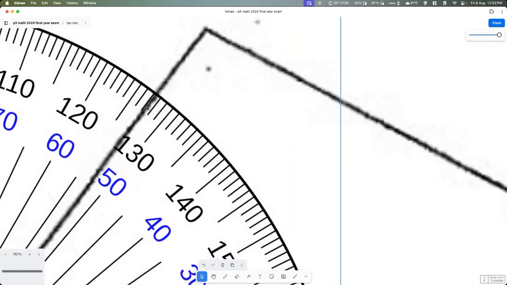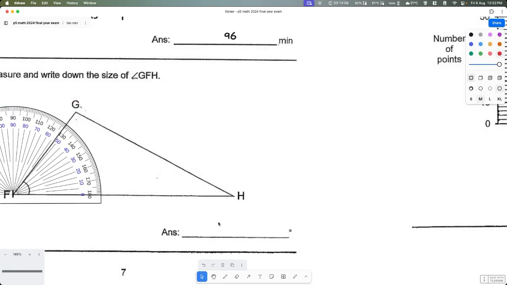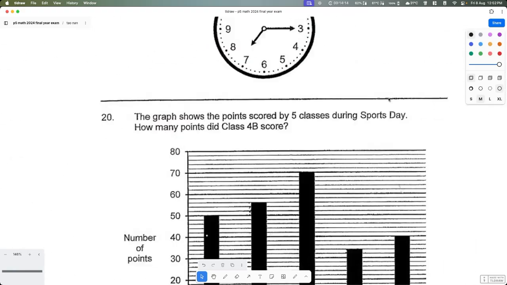The line is very close to the 53 mark. So 1, 2, 3. It's 50, not 130. It's between 50 and 60, and this is 53 degrees. So then we're going to write here 53 degrees. All right, let's move on to the next one.